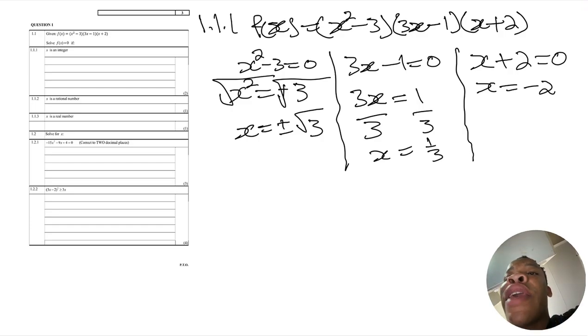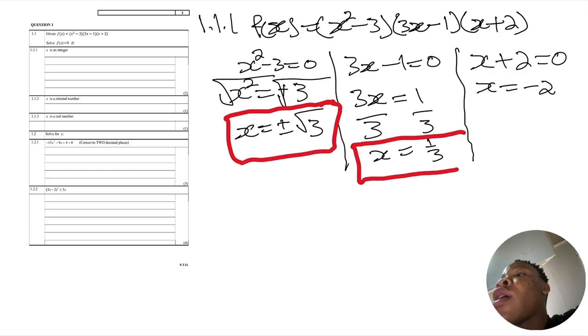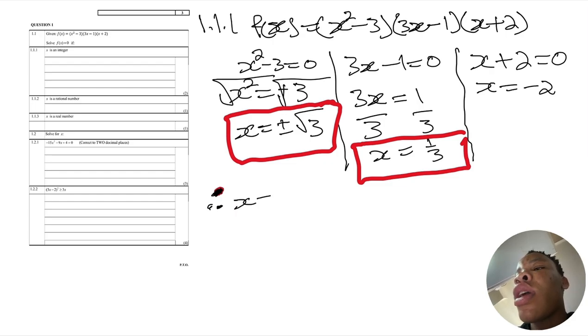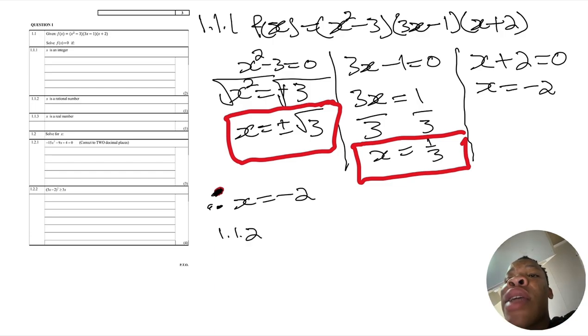So the question was saying if x is an integer. If they're saying x is an integer, that means these answers here are not correct, because an integer is a number that is not a fraction or a decimal. Therefore, x is equal to negative 2. That was 1.1.1. Then 1.1.2, they're saying x is a rational number.